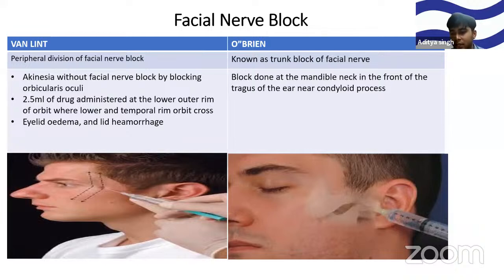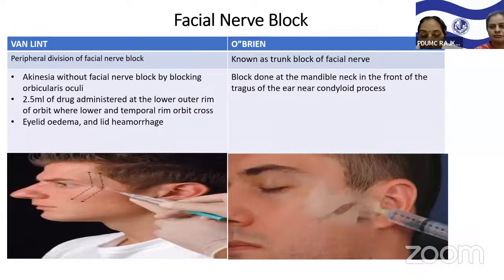There are four types of facial nerve block: Van Lint, O'Brien, Nadbath, or Atkinson. Okay, so how will you give the Van Lint block? In the Van Lint block, we block the peripheral branches of the facial nerve, in which we give the block at the lower outer margin of the lid, 1 centimeter from the orbital rim. 2 to 3 mL will be sufficient.